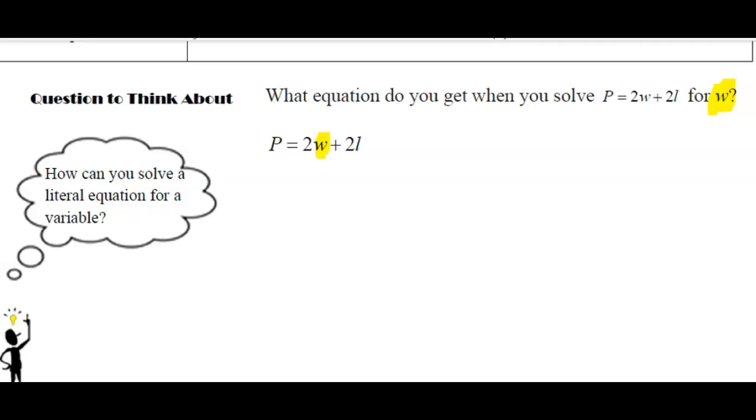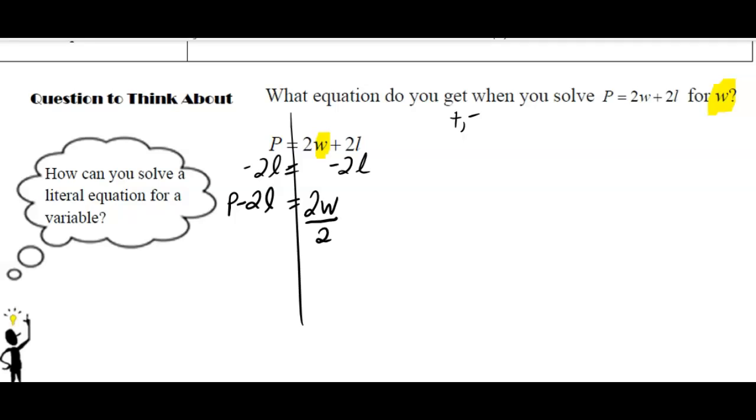Typically, if we don't have to distribute, we always add or subtract first. So let's add or subtract first. Well, let's get this length to the other side. So I'm going to subtract 2 lengths from both sides. When I do that, I'm left with 2 widths. And over here, I have my perimeter minus 2 lengths. I can't combine those because the P and L are not like terms. They don't match. And then, to get my width by itself, I divide both sides by 2.